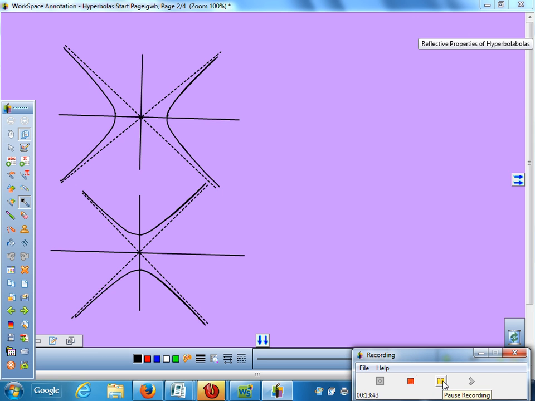Just like with ellipses, a hyperbola has an A, a B, and a C. A will always be from the center over to the vertex. That's going to be A. B is weird. If you start at the vertex and you go up or down to the asymptote, that's B.